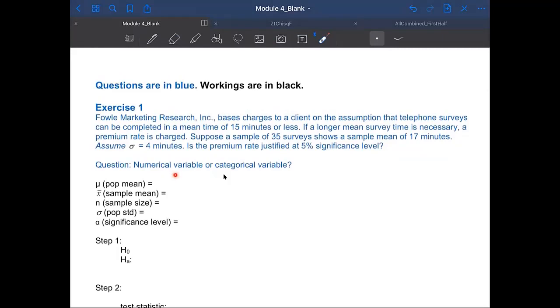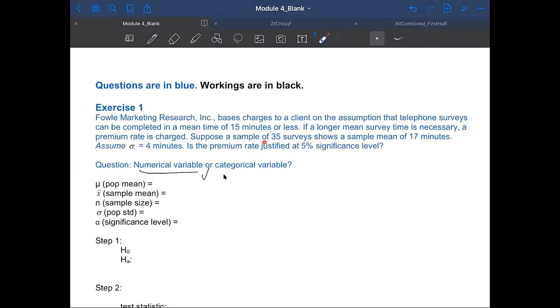So what is the data we are dealing with here? Is it numerical data or is it categorical data? Numerical. Why do you say it's numerical? Because it's the amount of time it takes for them to do the telephone call. Yes, absolutely right. So it's about time, and it also provides the units. That means how much time it takes for a survey. So this is absolutely numerical data.